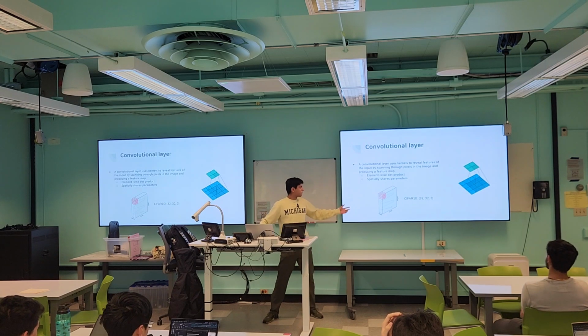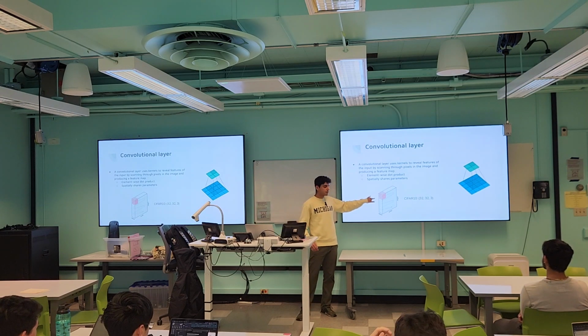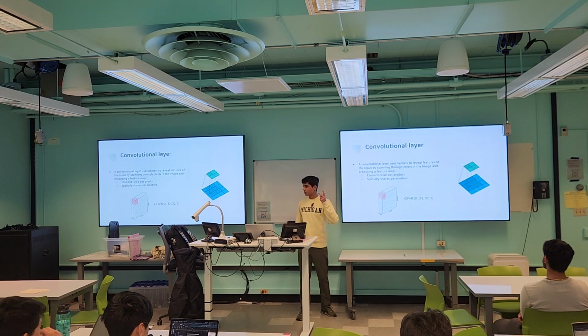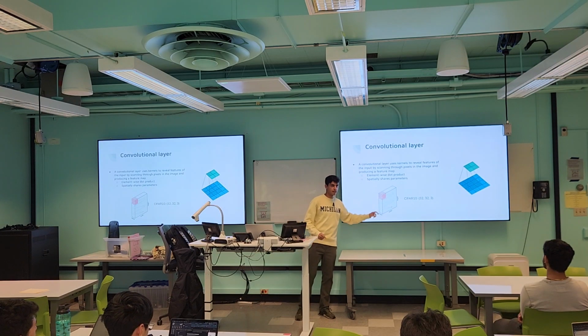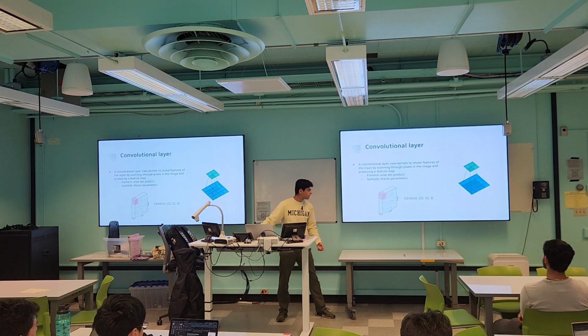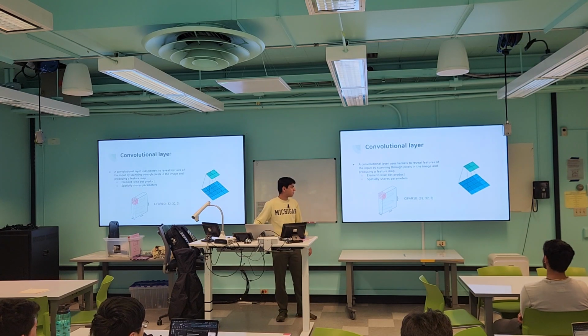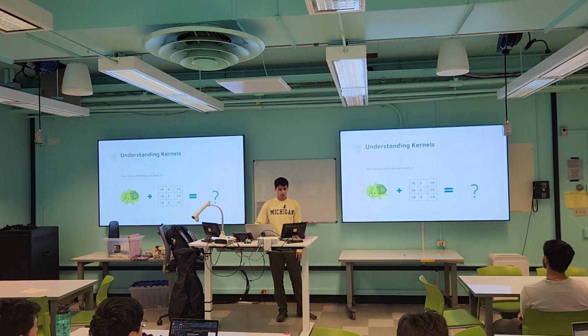So this is like one example. The depth is 3 because again, in a color image you have RGB values. So you'll slide this kernel along the whole thing and then you'll get a slightly smaller output. And that's the example of one convolutional layer. But now we'll get into understanding kernels.